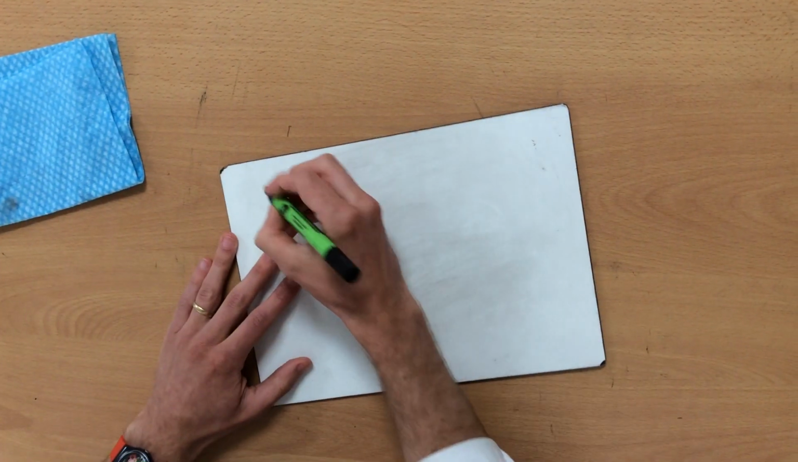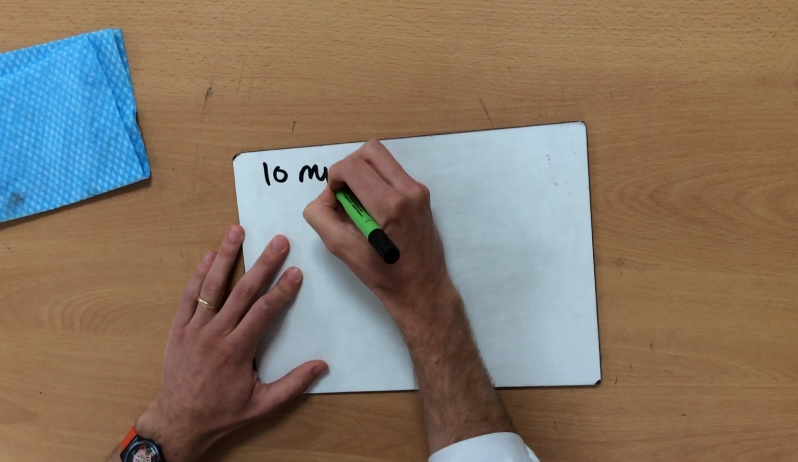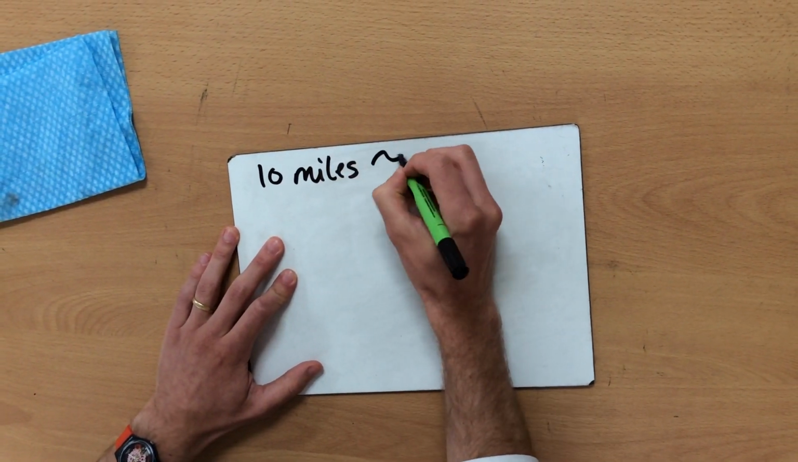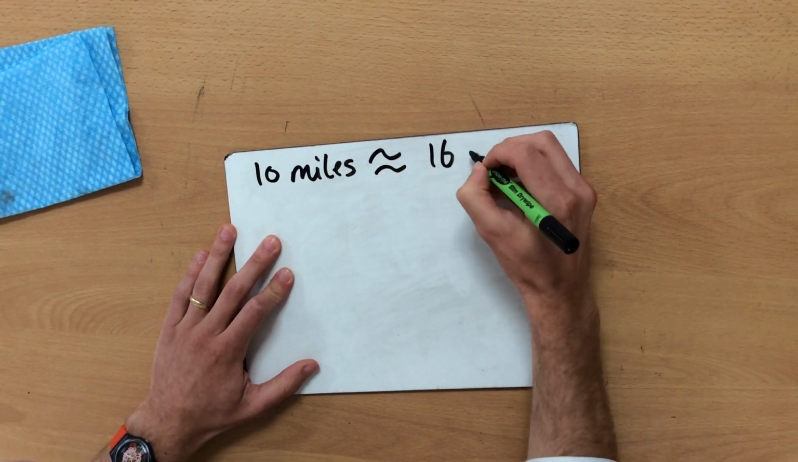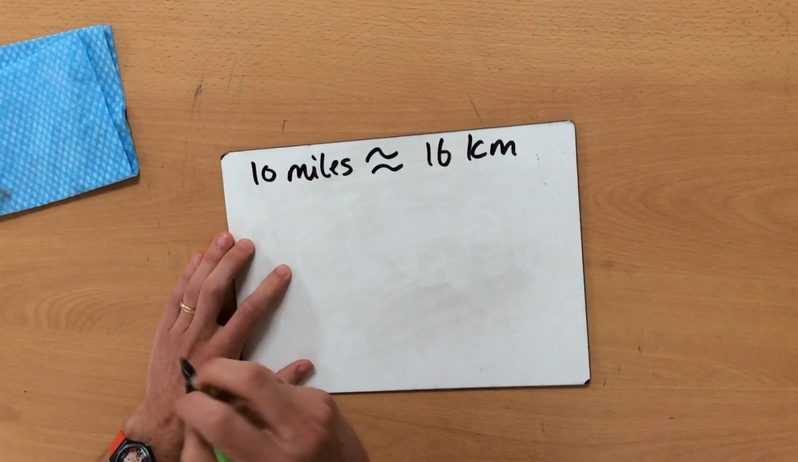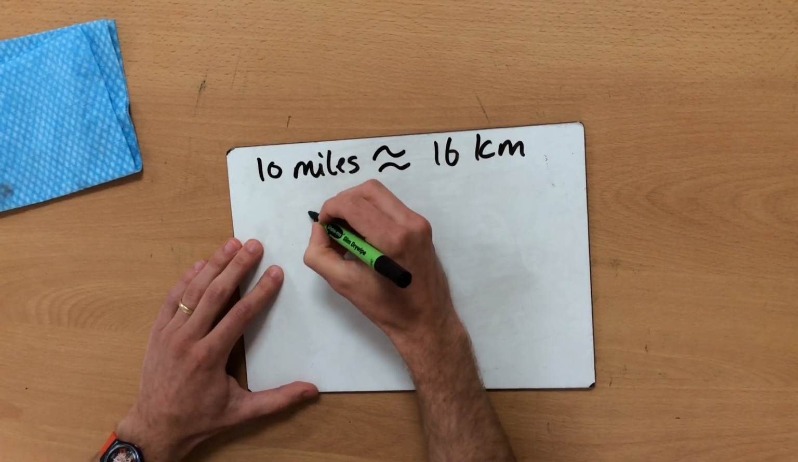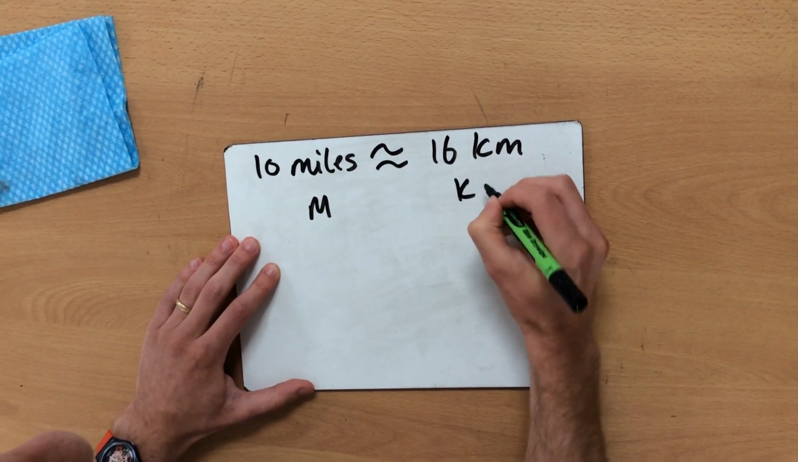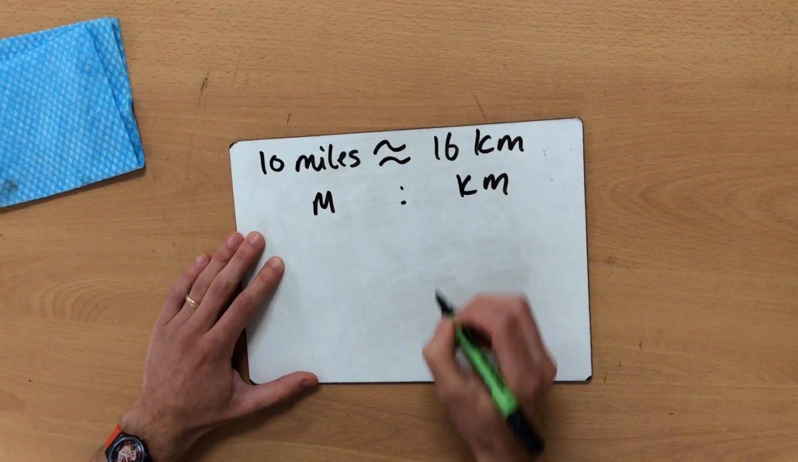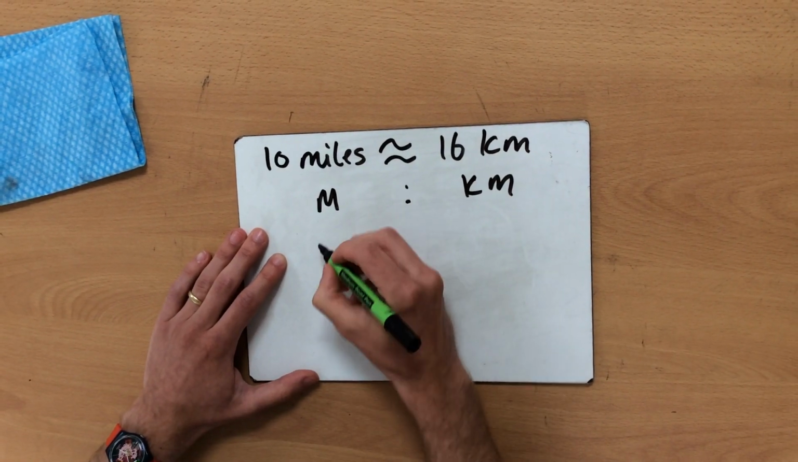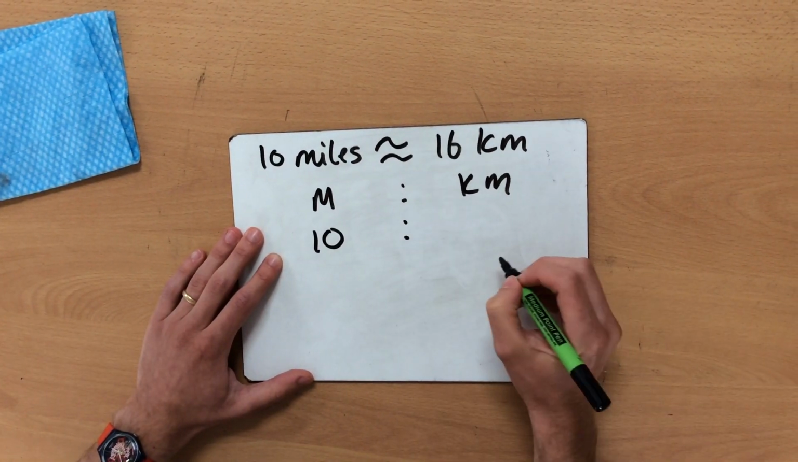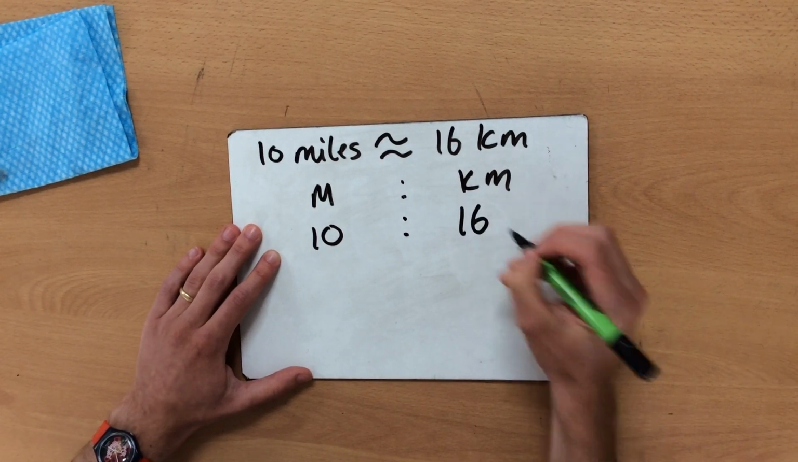I'm going to write on here: 10 miles is approximately 16 kilometers. And now I'm going to change this into a ratio. So I'm going to put an M there for miles, km there for kilometers, and put my ratio symbol in because that's what I'm going to use to help me here. 10 to 16.